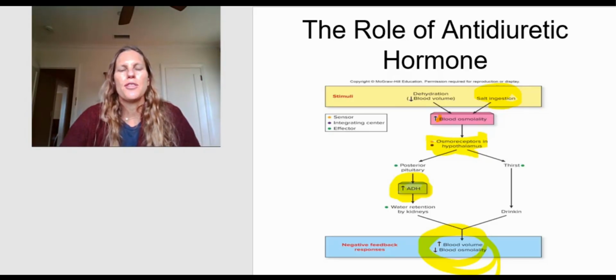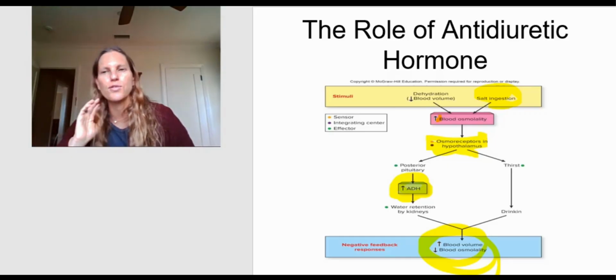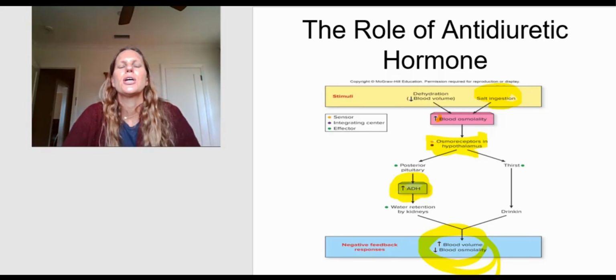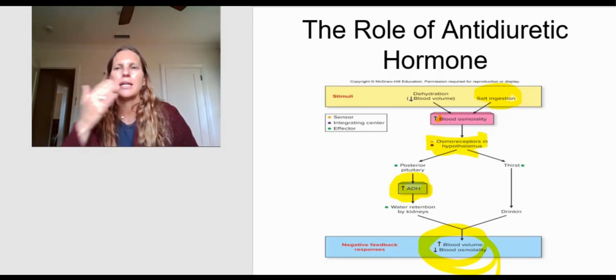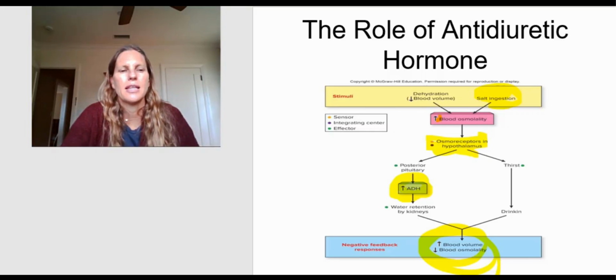Now, if for some reason the blood became too dilute, you continue to overhydrate, or we continue to reabsorb too much of this fluid, and the blood becomes more dilute, then that would antagonize the release of antidiuretic hormone, and we'd see less antidiuretic hormone being released in that situation.